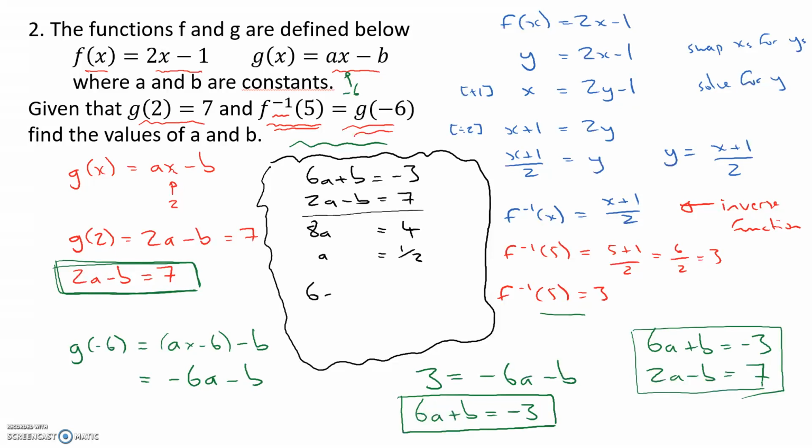Okay, we've got 6a plus b equals minus 3. We know a is a half. A half times 6 is 3. 3 plus b equals minus 3. b equals minus 6. Okay, those are our solutions. If you got a equals a half and b equals negative 6, fantastic. You have found the values of a and b. So lots of work to do with the functions before we got to the simultaneous equation stage. Not an easy question.